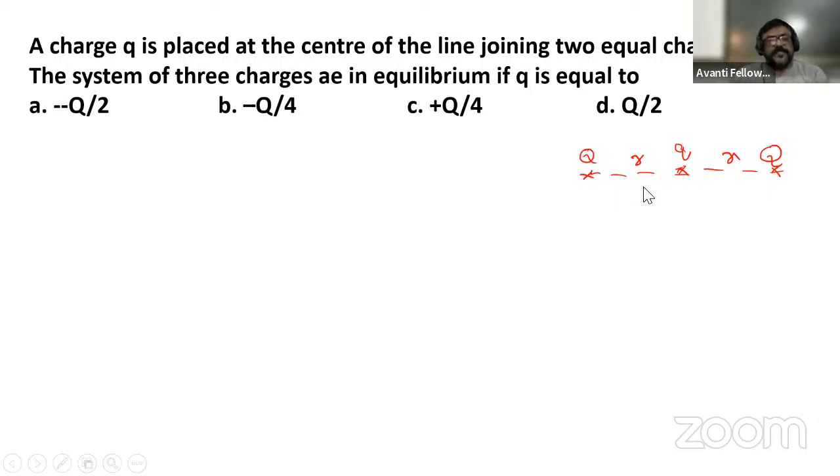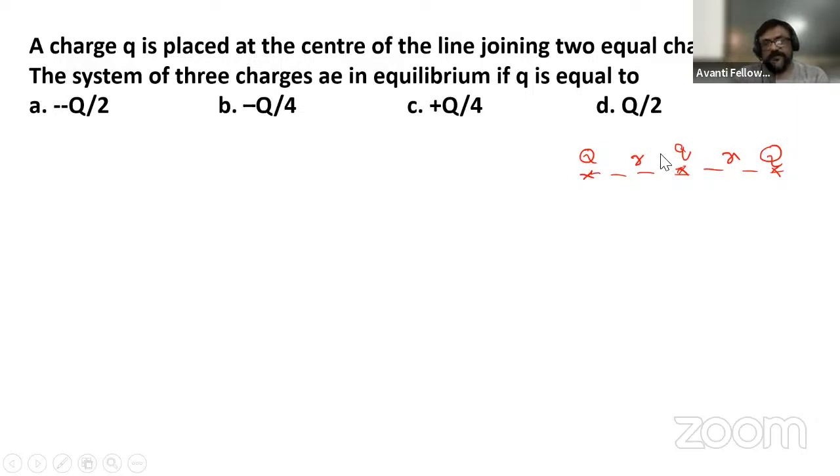Let us see, the two outer charges have equal charges. If one is positive, the other also will be positive. Both will apply the same magnitude of force on q, because the force is given by 1 by 4 pi epsilon 0 Q1 Q2 by R square. All the conditions are the same for both charges. Here it will be 1 by 4 pi epsilon 0 q into capital Q by R square, and for this one also 1 by 4 pi epsilon 0 q into capital Q by R square. Both will have the same magnitude.